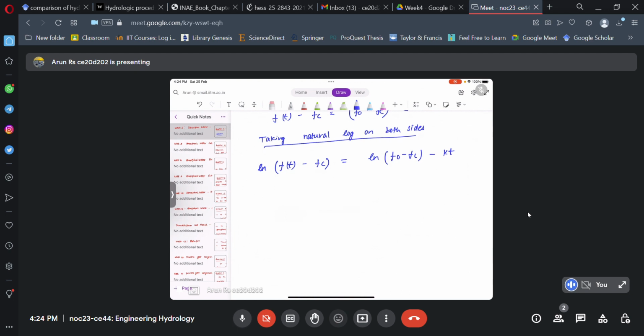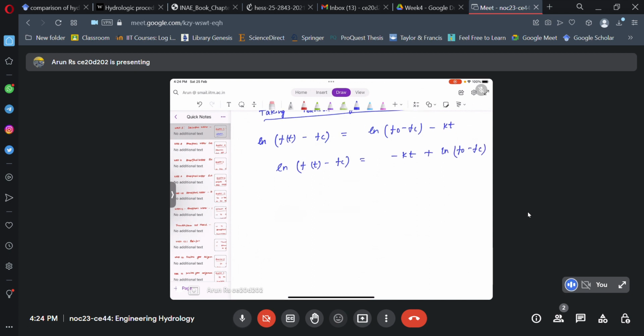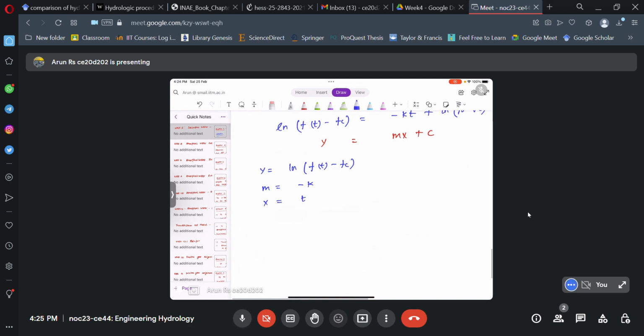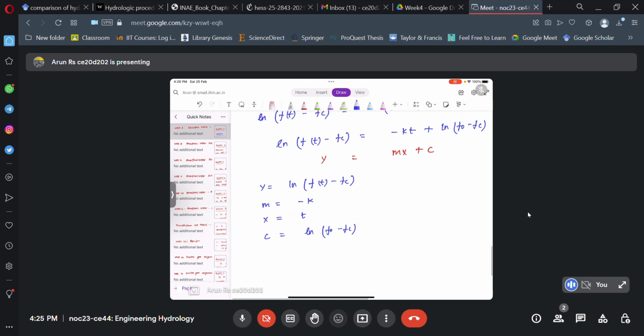So I'll rearrange it in another way. So this equation is of the straight line equation. It's in the linear form. Y is equal to mx plus c. Here your y is ln of f of t minus f of c. Your slope is minus k. Then x is t and your constant is ln of f naught minus fc. So these are the components of the straight line equation.